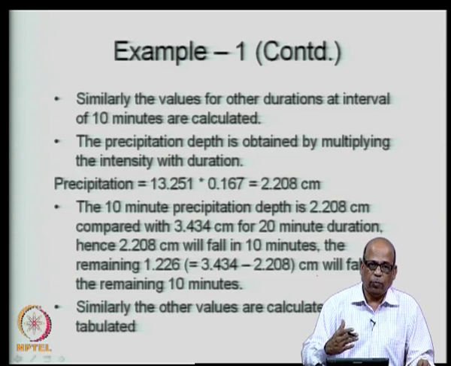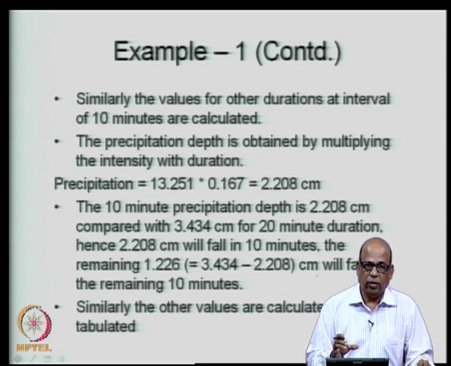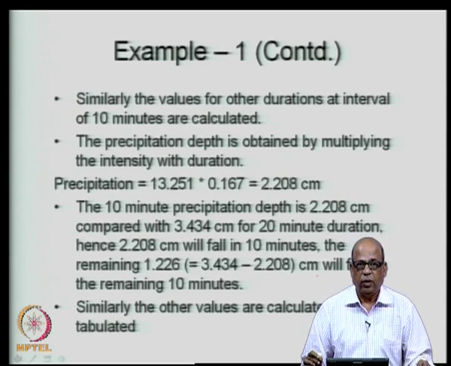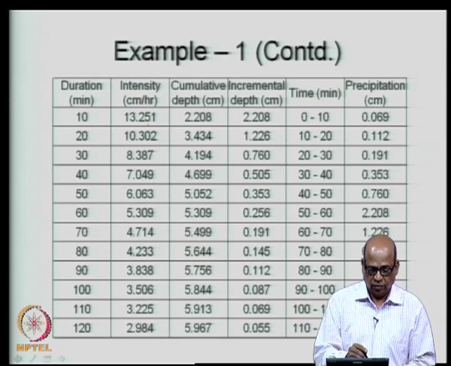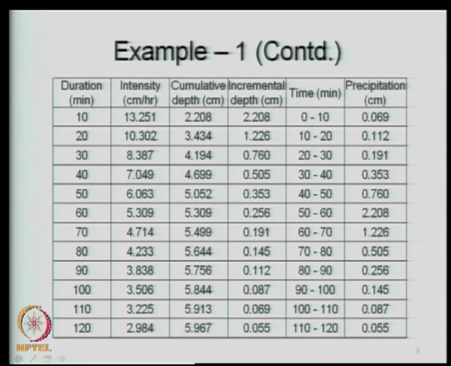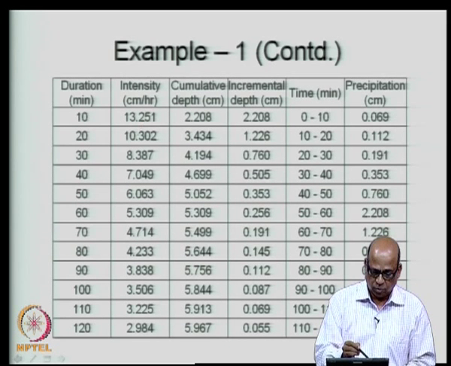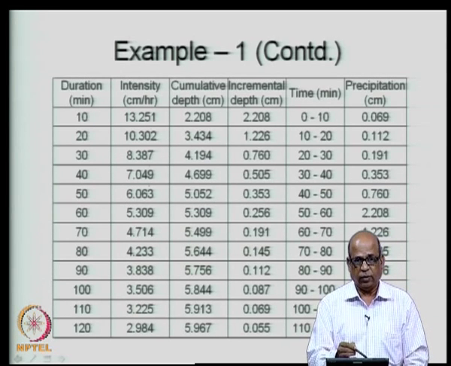Like this, we keep on computing the incremental rainfall that occurs during every 10 minutes. Let us say these are the intensities: the 10-minute duration intensity is 13.25, the 20-minute intensity is 10.3. How did we get this? We get this from the empirical relationship by putting the duration equal to 10 minutes, 20 minutes, 30 minutes, etc. So, T d is put like this, and then we obtain the intensities.